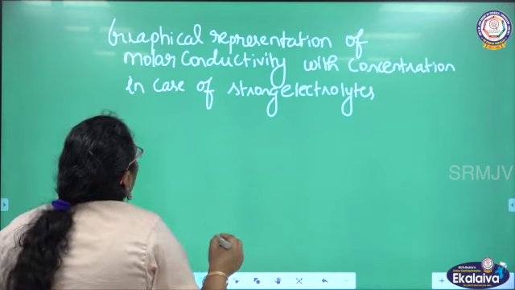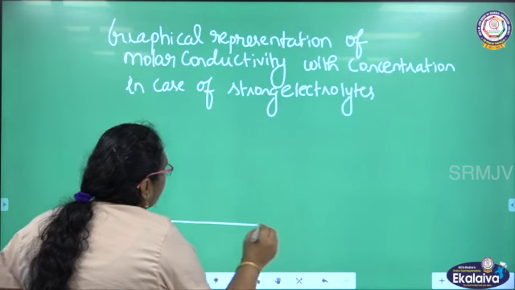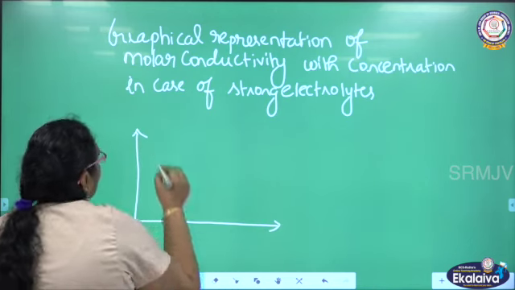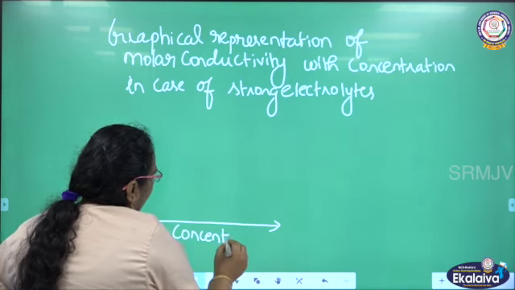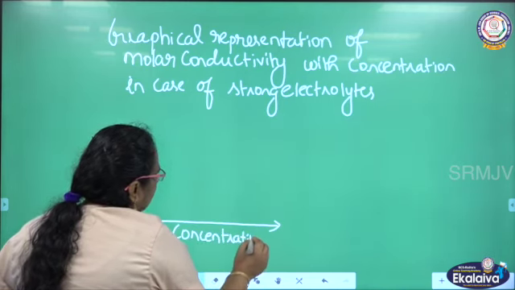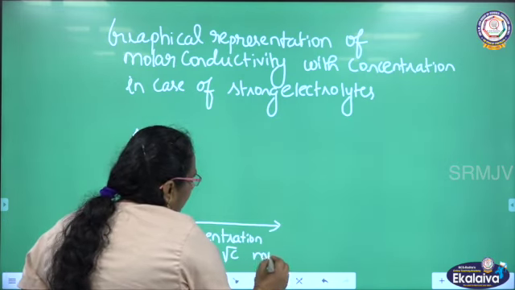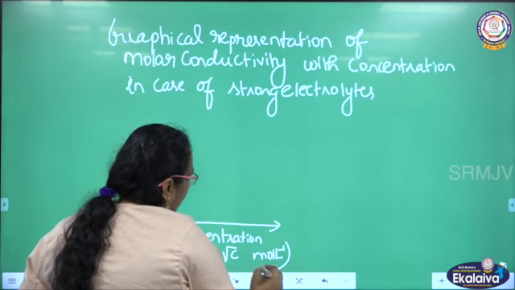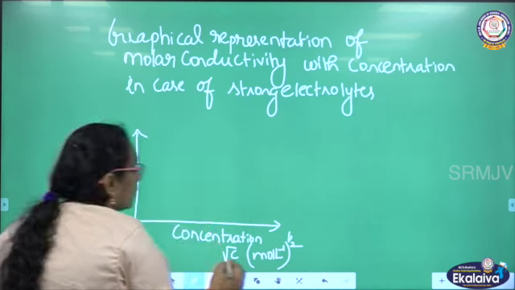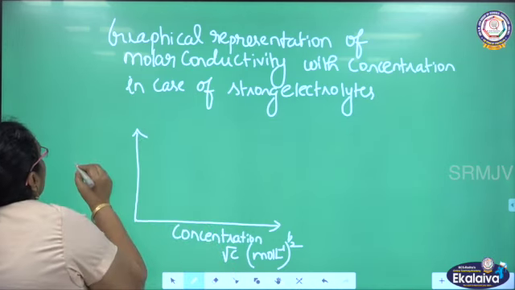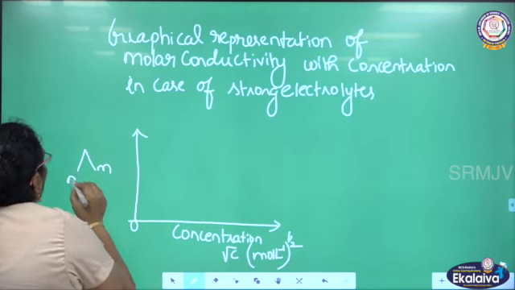I am drawing a graph taking concentration on the x-axis, indicated by root C, where the unit is mole per liter whole power 1/2. On the y-axis, I am taking molar conductivity.